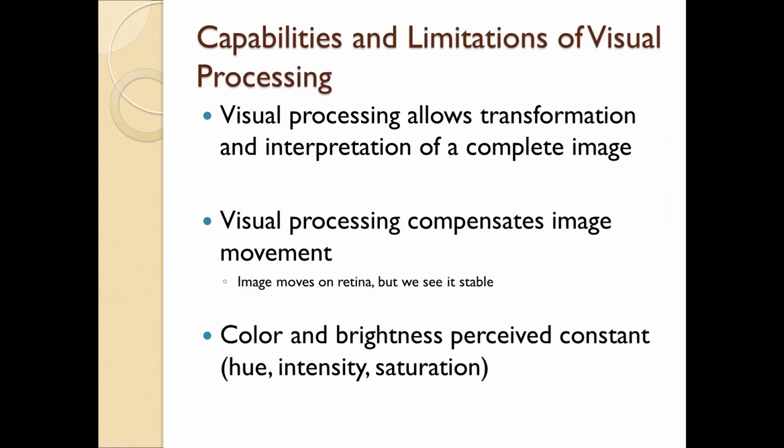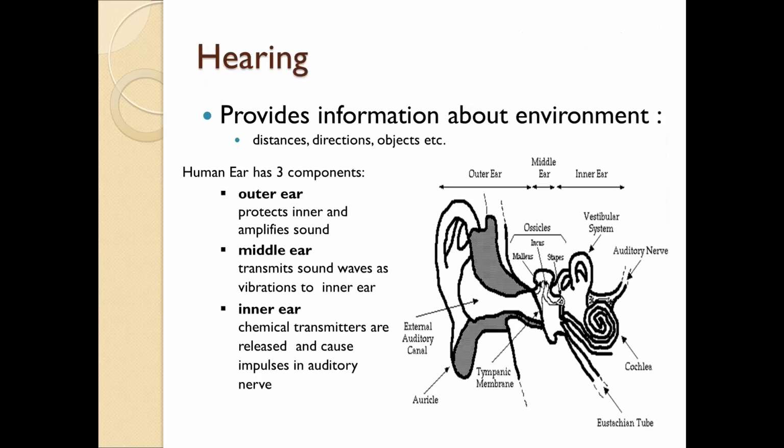As for the capabilities and limitations of visual processing, visual processing allows the transformation and interpretation of a color image, with the retina compensating so that it remains stable according to the hue, intensity, and saturation perceived.